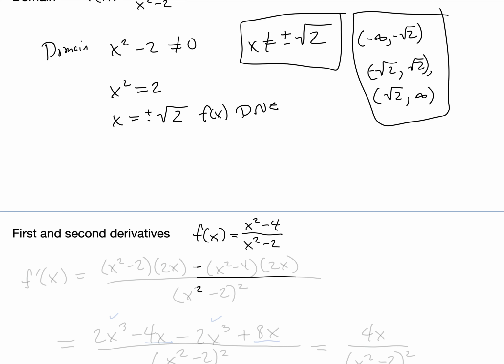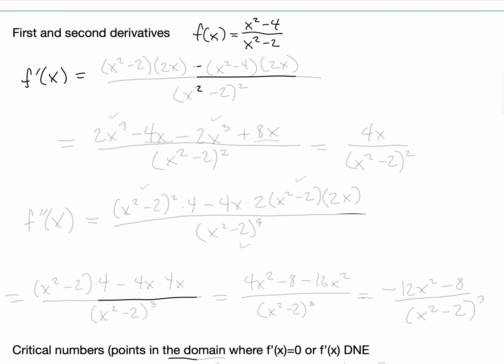Now let's find the first and second derivatives of the function. F prime of x, the first derivative, is, using the quotient rule, low, x squared minus 2, d high, 2x, minus high, x squared minus 4, d low, 2x again, all over the bottom squared, x squared minus 2 squared. Now that is the first derivative, but we're going to want to take the next derivative, and also we need to find the critical numbers. So we definitely want to simplify that.